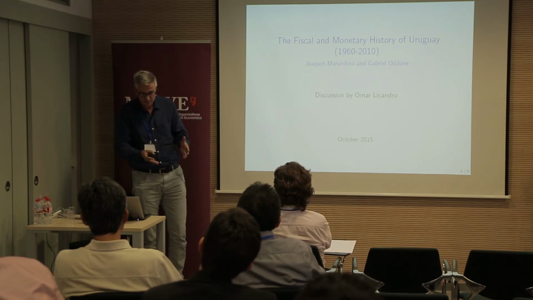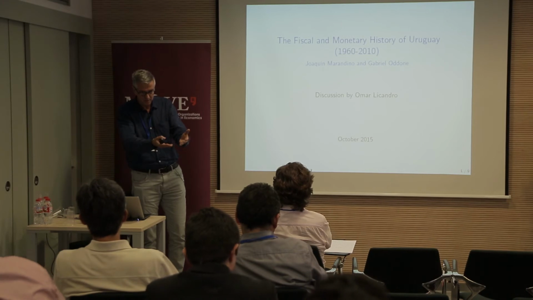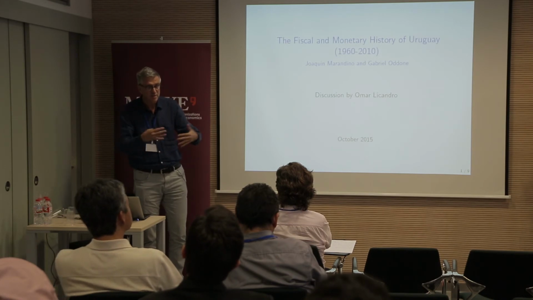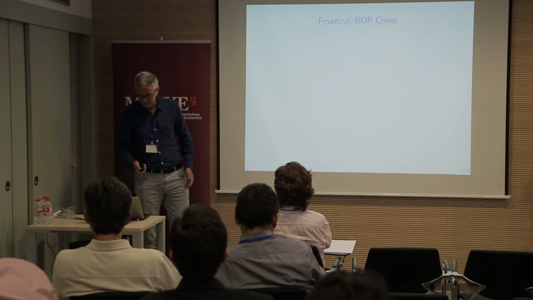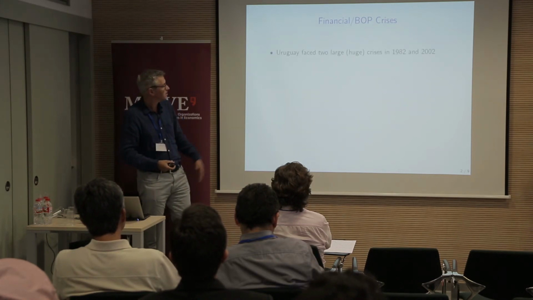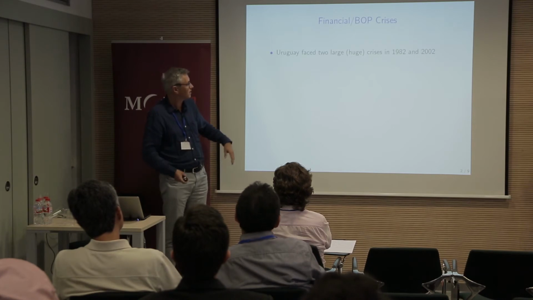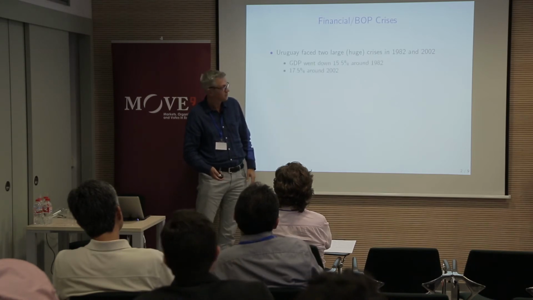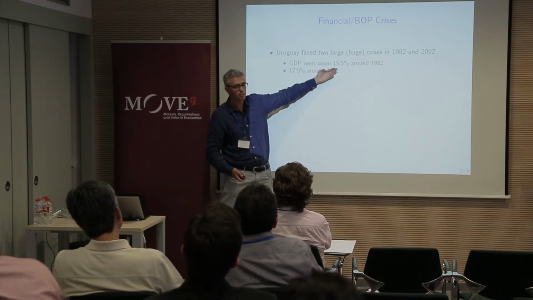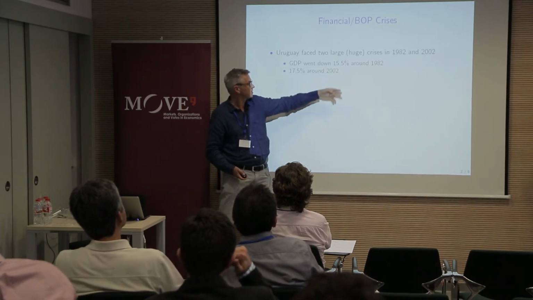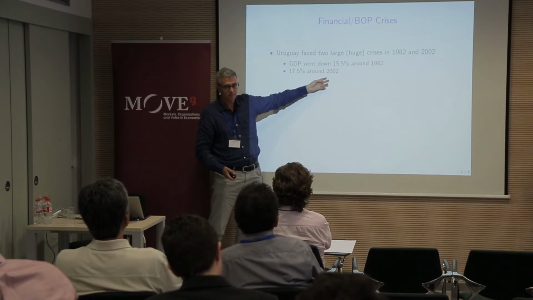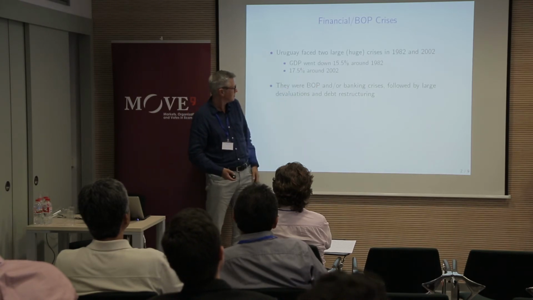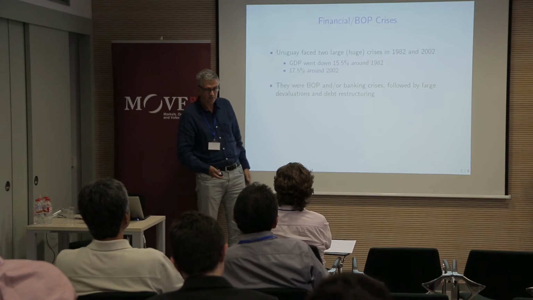It's an issue that I find important, and I think it could be important for your project, and it has to do with spillovers across countries, right? And the case of Uruguay is very clear. If you look at the recent history of Uruguay, one thing you observe is two large, I would say huge, crises in 82 and 2002. GDP went down by 15% around 1982 and 17% around 2002. These were related to balance of payments and banking crises, followed by large devaluation and debt restructuring.